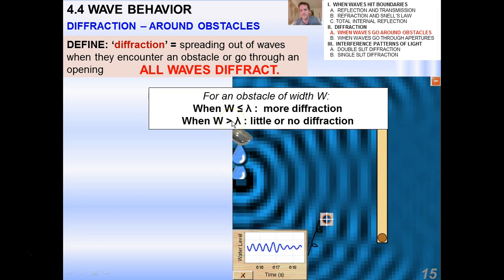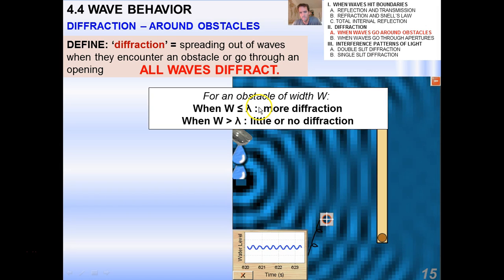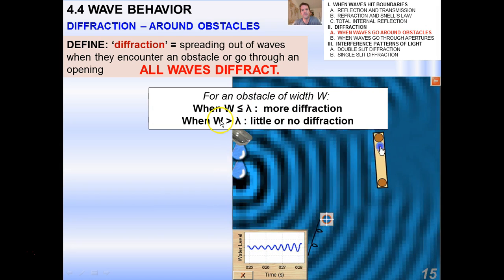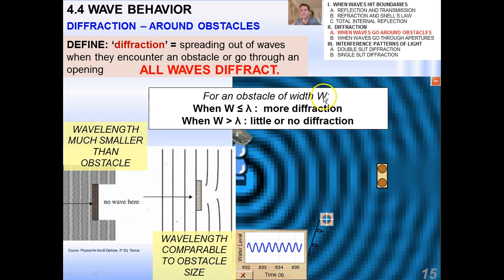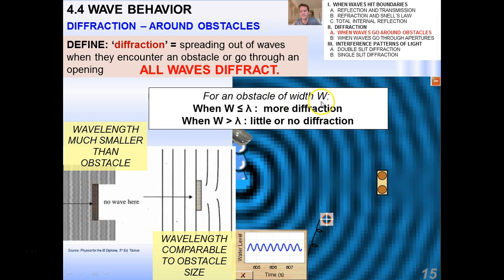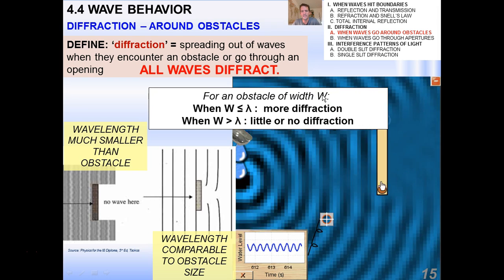It turns out that when the width of the obstacle is on the order of or less than the wavelength of the waves, then there's more diffraction. When the size of the object is much, much bigger than the wavelength, you get little or no diffraction. It turns out that this truism about diffraction has a great effect on the way lots of waves behave in nature and otherwise.